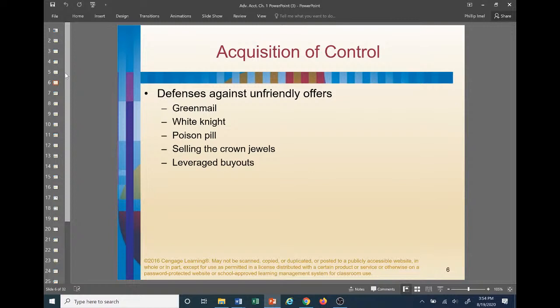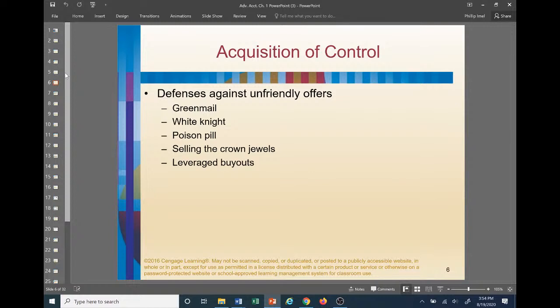Next, the white knight. This is where the target company locates a different company to acquire a controlling interest. This could occur when the original acquiring company is in a similar industry, and it is feared that the current management of the target company would be displaced. So that's what a white knight would be. The poison pill involves the issuance of stock rights to existing shareholders to purchase additional shares at a price far below fair value. The rights are exercisable only when the acquiring company purchases or makes a bid to purchase a stated number of shares. So that's what the poison pill is.